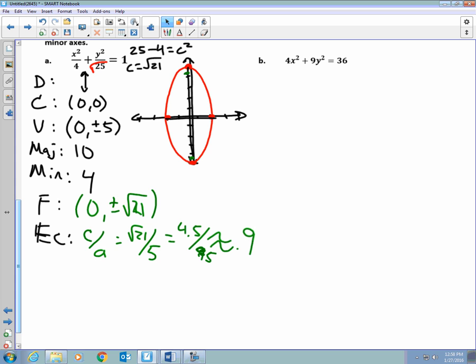Eccentricity is how stretched it is. So if we saw a number like 0.1, instead of looking like that, it would look more like that, almost like a circle. Okay? So the more stretched it is, the closer this value is to 1. The less stretched it is, the closer it is to 0.